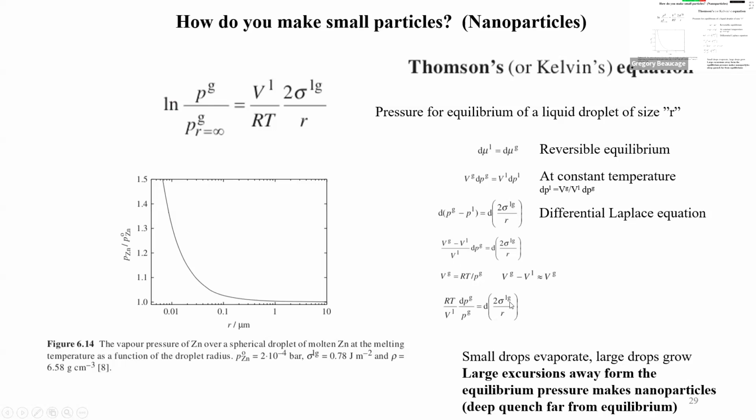And then if you say that the gas volume is much higher than the liquid volume, you can forget about the liquid volume. Then substitute for the gas volume using the ideal gas law, RT over the pressure of the gas, and you get dP gas over P gas.